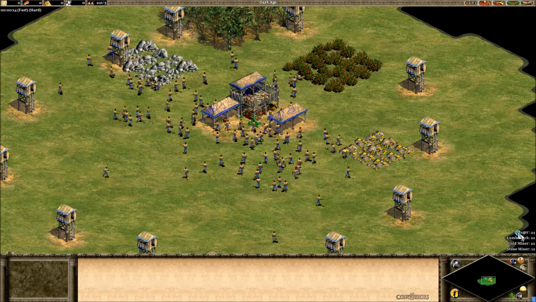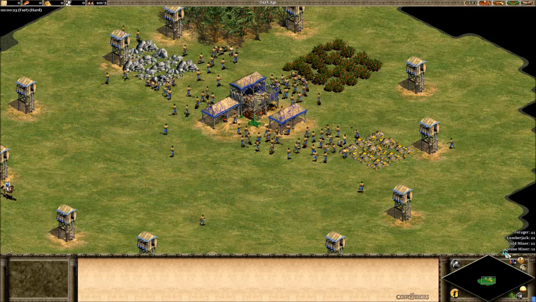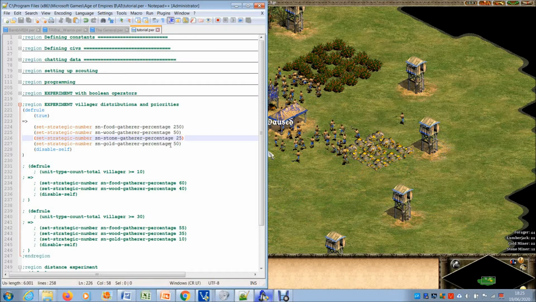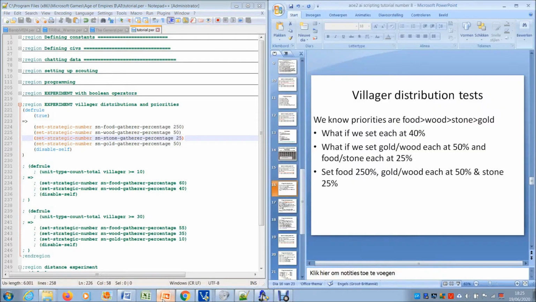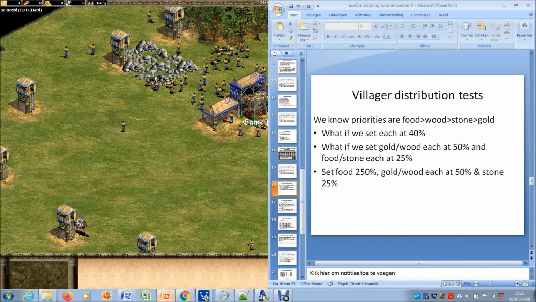We see that the number of villagers on food is double that on wood, which is double that of stone. There can always be one villager difference because of rounding. But what does this mean? This means, if I analyze this correctly, that the 250% set for food is capped at 100%.